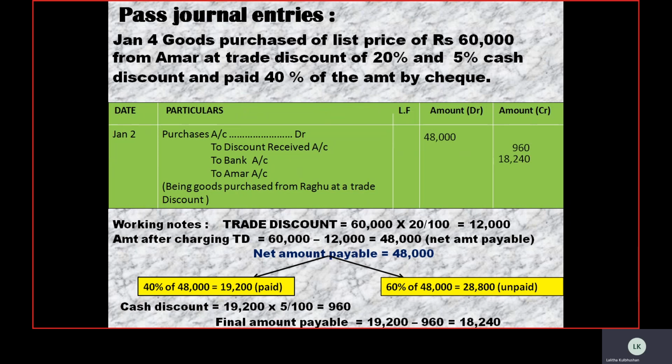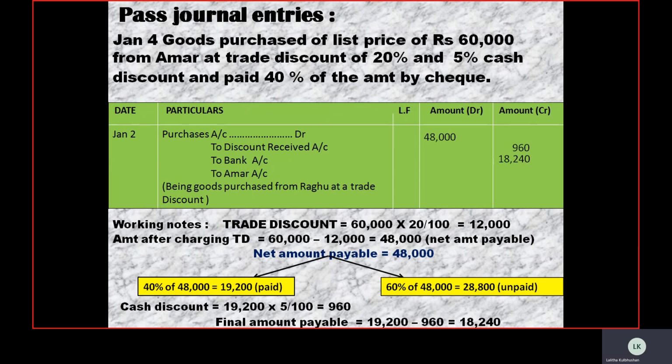So finally, after excluding the discount, we are supposed to pay 18,240. And now the next thing is how much is the amount unpaid? It's very clear. On this unpaid amount, no discount needs to be charged and nothing needs to be done. Got it? Okay, so the unpaid amount here is 28,800, which we are supposed to show in front of Amar. Okay children? This can be calculated in this way also.